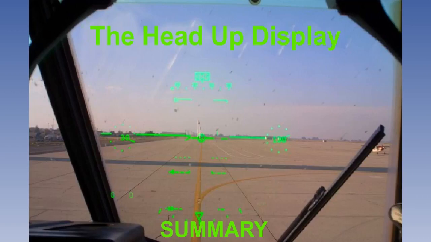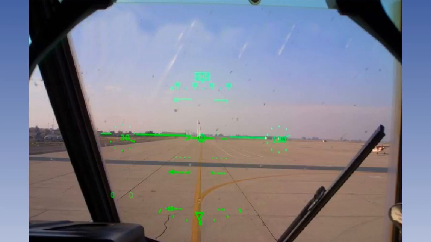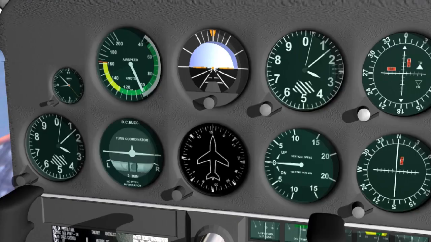Let's summarize this lesson. A head-up display is a method of presenting flight information and guidance so that it appears in the sightline of a pilot looking out of the windscreen. Its primary advantage is that a pilot does not have to transfer his gaze between the view ahead and the traditional head-down instruments, especially at a critical phase of flight.